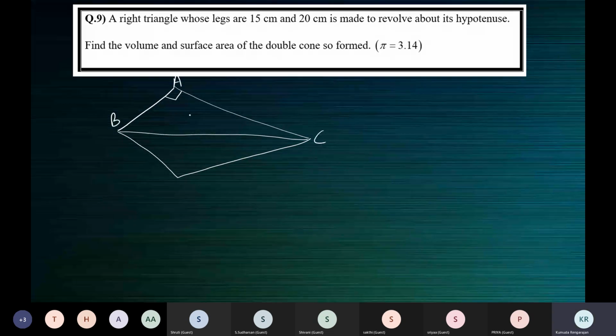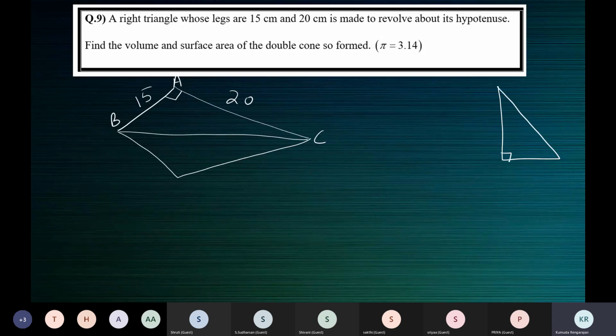This is the right triangle with legs 15 centimeters and 20 centimeters. So this is 15, this is 20, and this is the hypotenuse. I've marked the right angle as A. BC is the hypotenuse. AB is 15, AC is 20. By Pythagoras theorem, BC is 25. You're turning the triangle about the side BC, the hypotenuse.